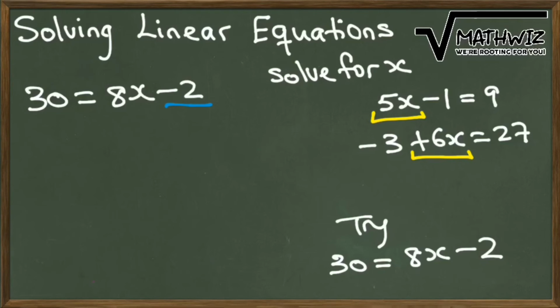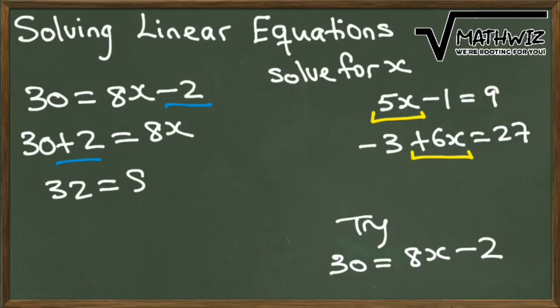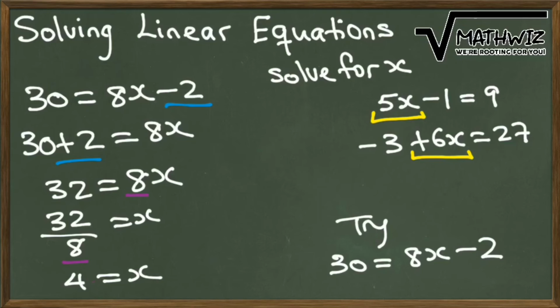So the minus 2 becomes plus 2. And so we have 30 plus 2, which is 32, which would be equal to 8x. The 8, which is multiplied, when we take it across, we will divide. And so 32 divided by 8 is 4.